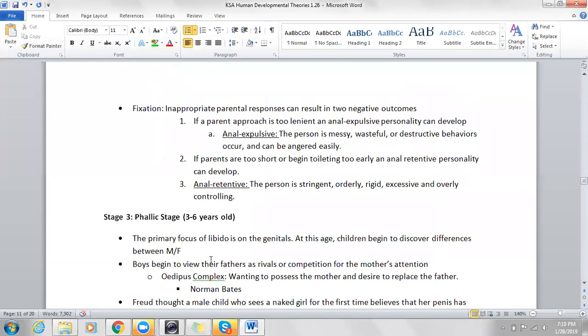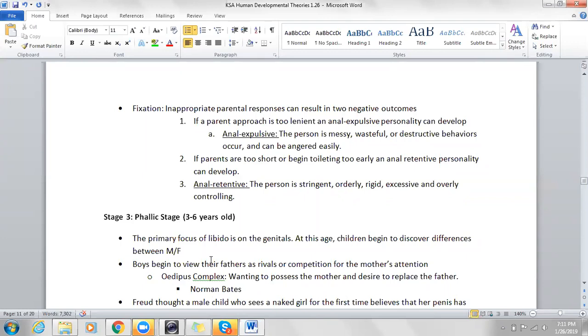So fixation here is when inappropriate parental responses result in two negative outcomes. We have people that are too lenient, and then we have people that are too strict. People that are too lenient can lead to an anal explosive personality. So think of explosive. This person is going to be more messy, wasteful, or destructive, and is easily angered. Think about throwing a grenade. It explodes, everything goes everywhere. So anal explosive.